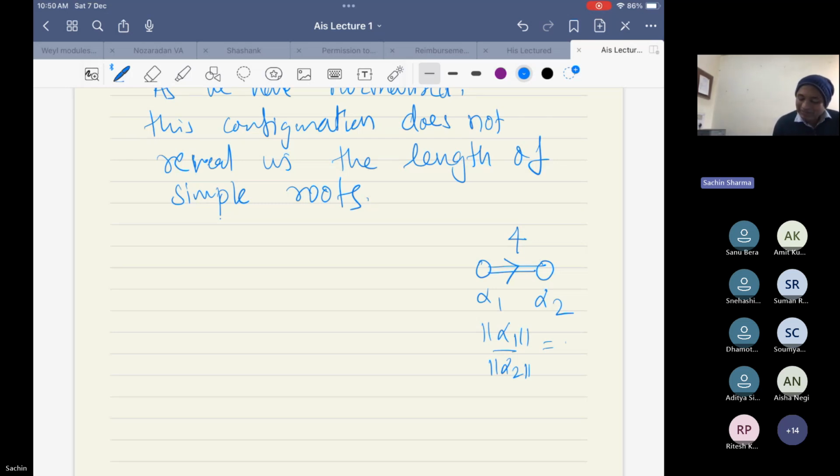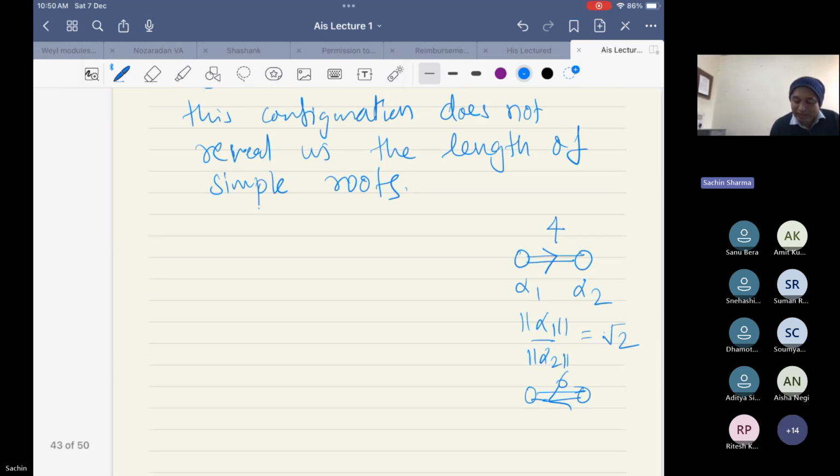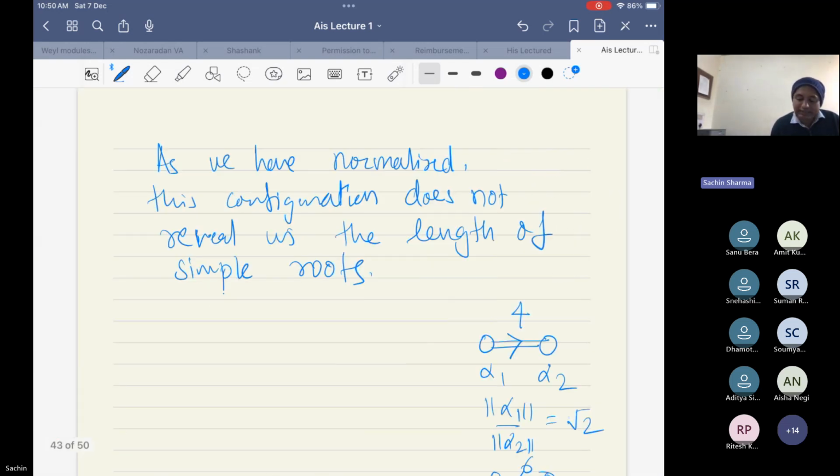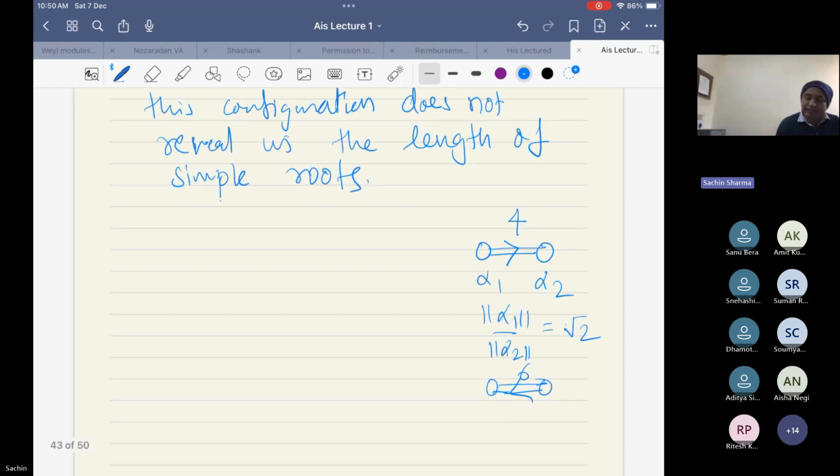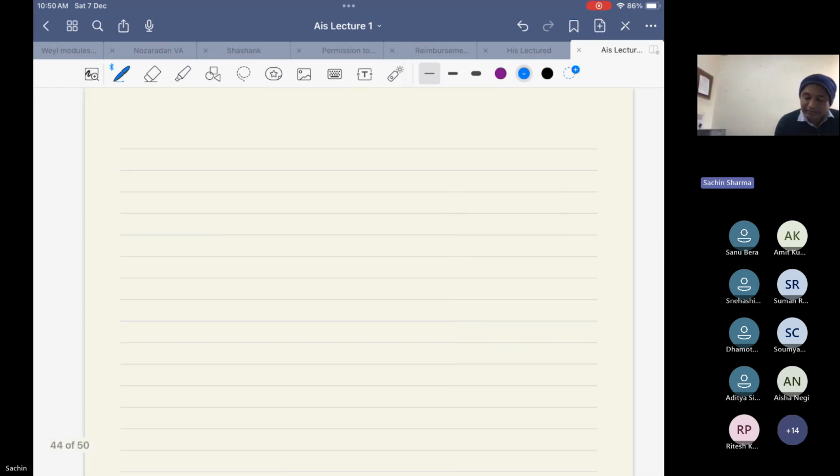So yeah, I think it's root 2. And similarly, if you have 6, then again it is root 3. Then again you will make sure, suppose this one is bigger, and you will see that you need the corresponding changes, and you will write. And those diagrams, if you do them, are called Dynkin diagrams. So let me write down the Dynkin diagram on a new page.